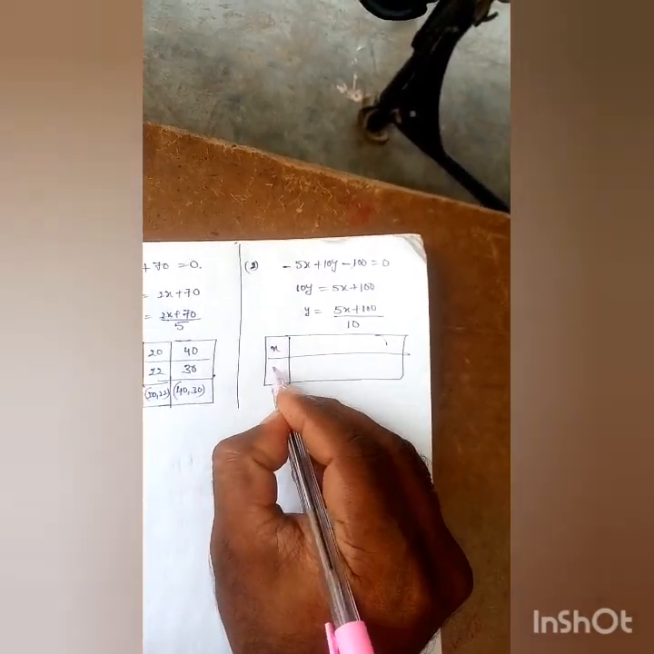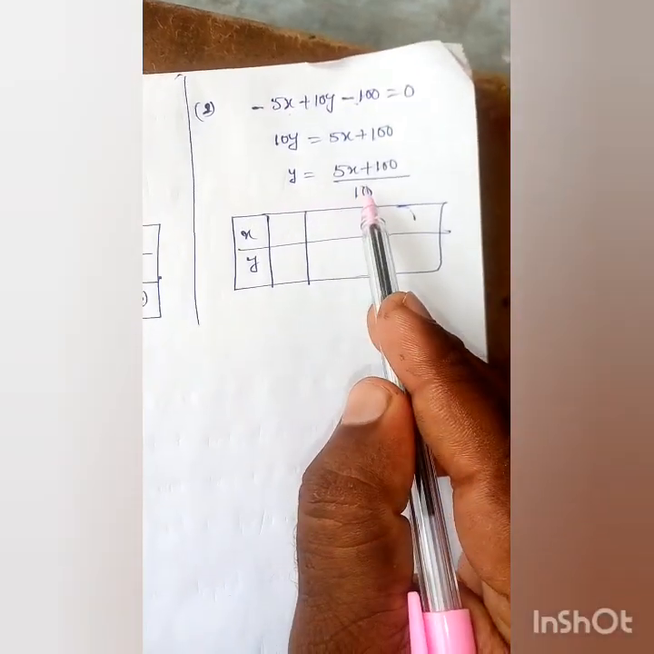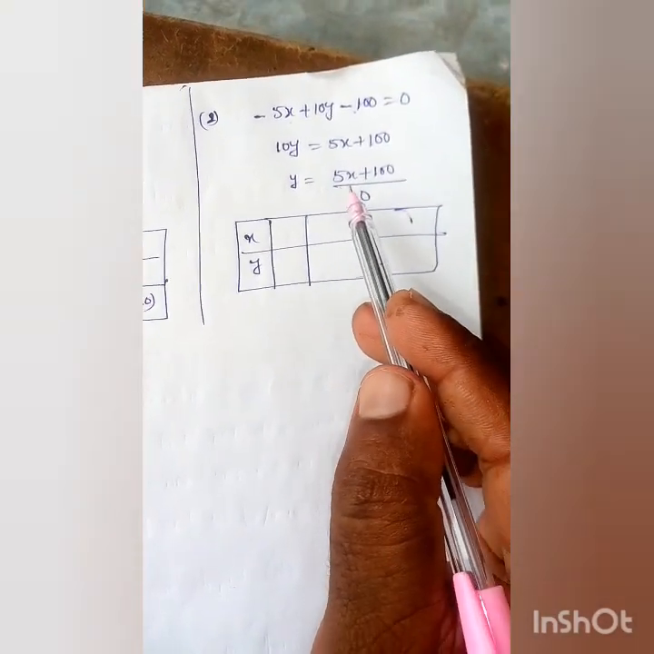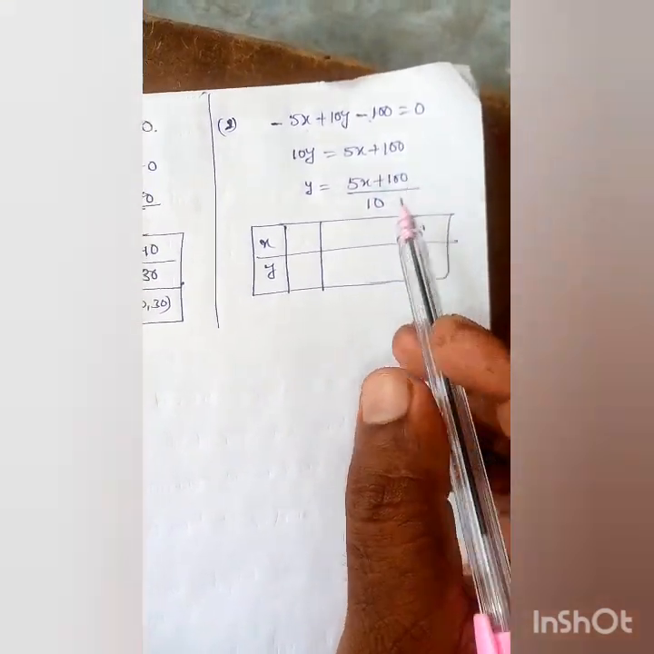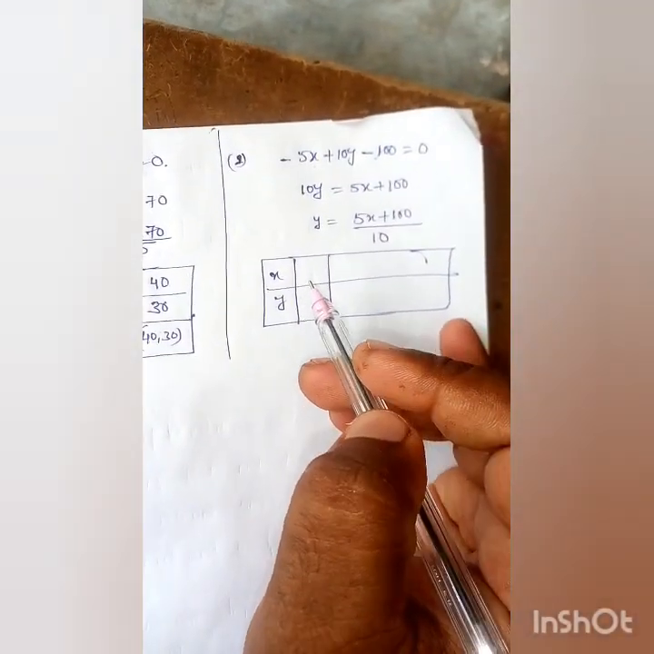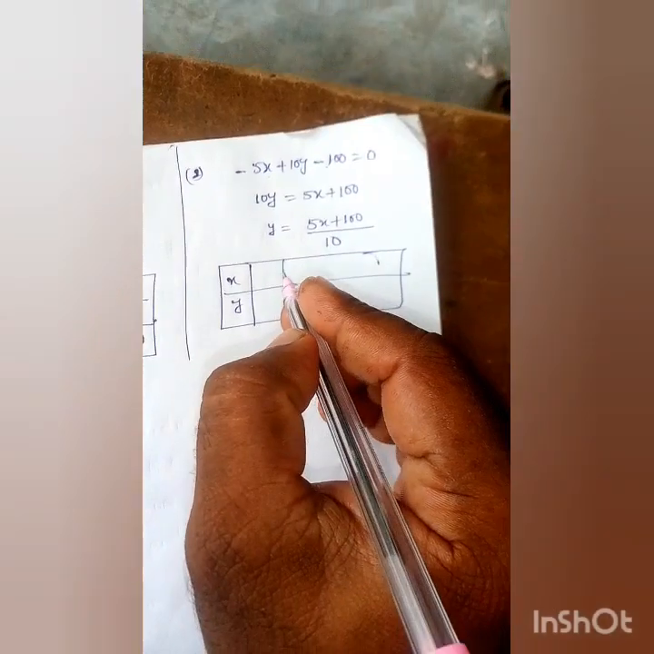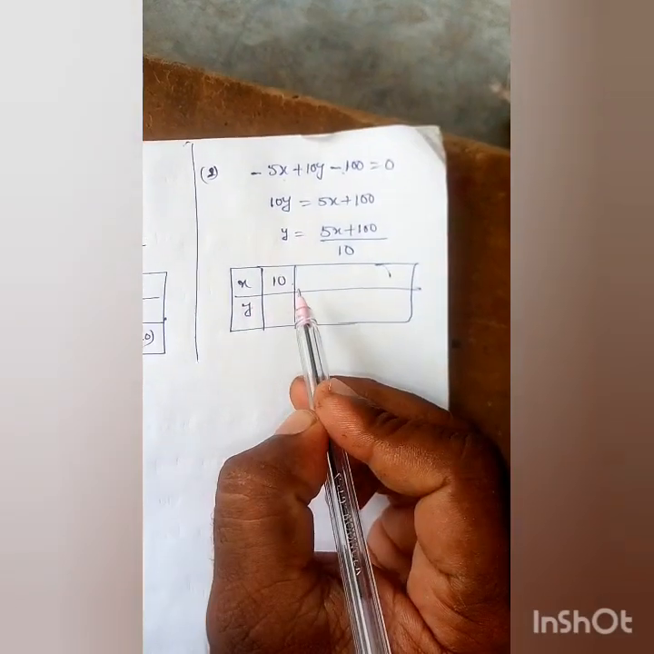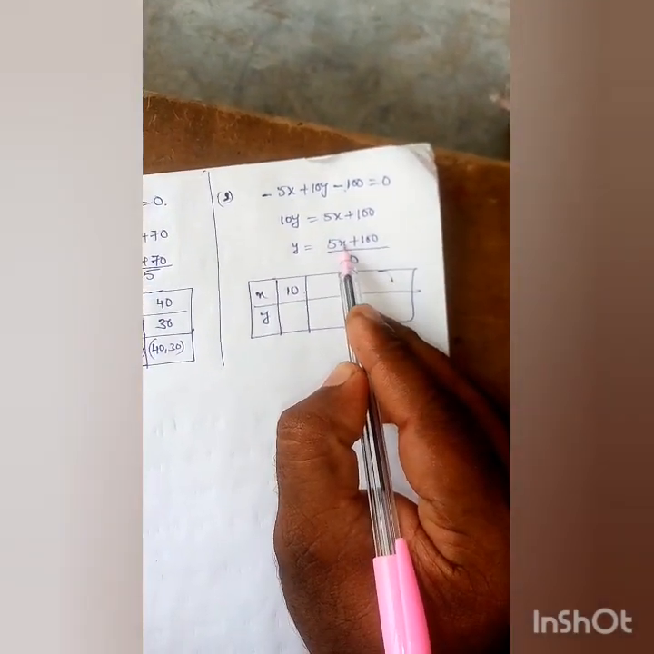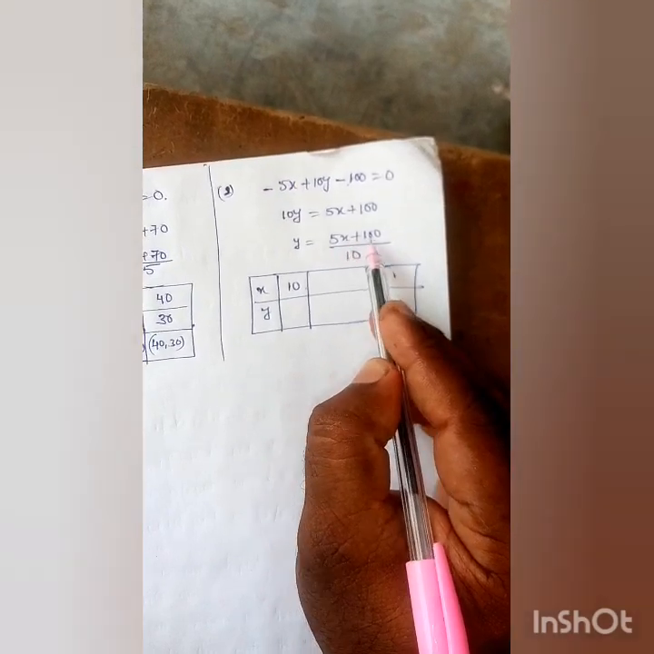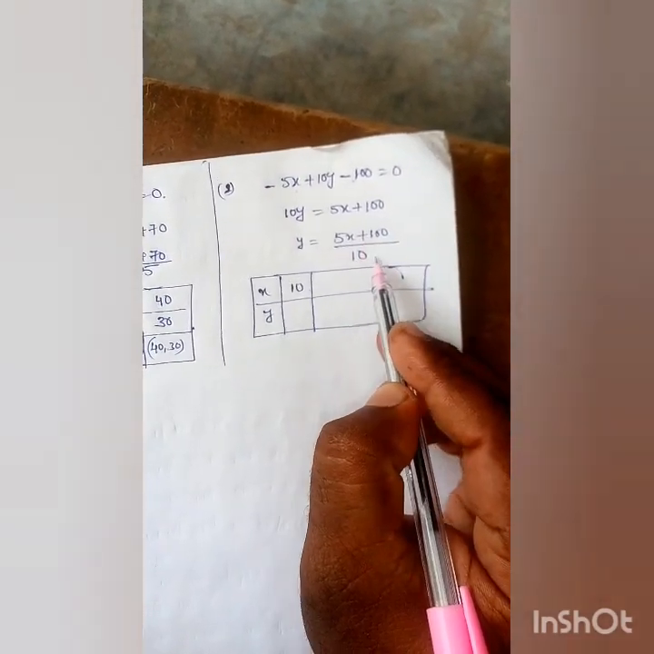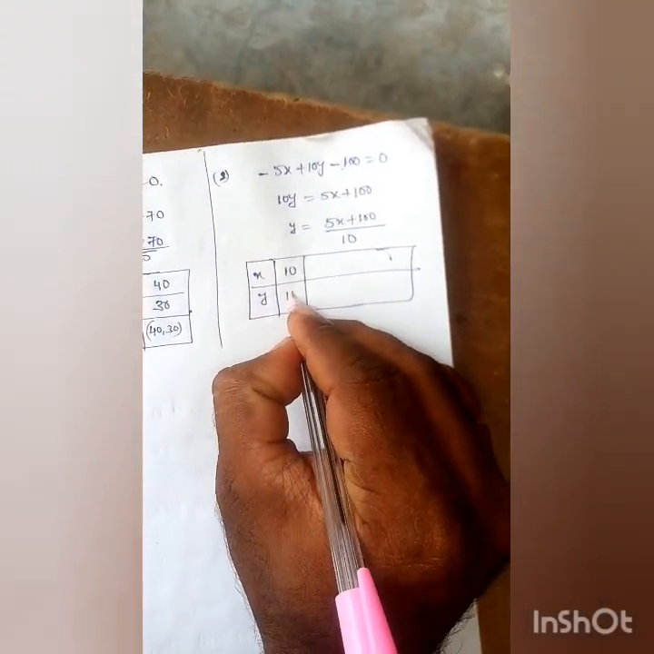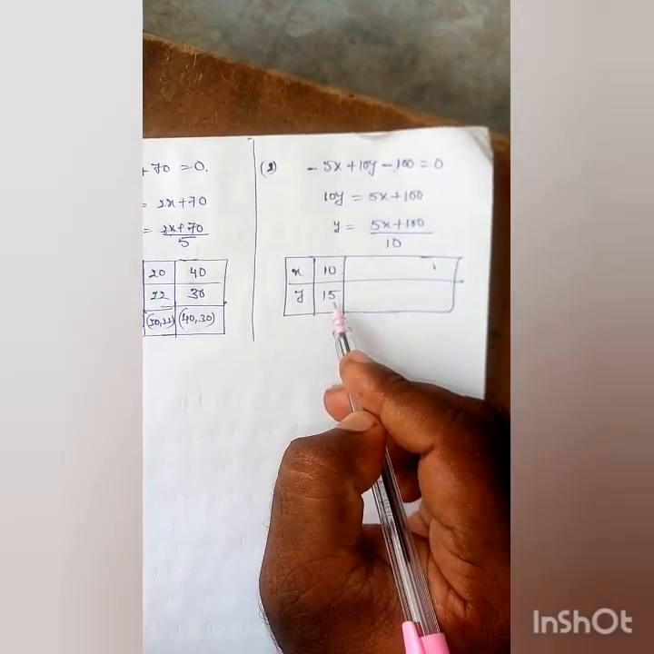Here I am taking xy coordinates. Here the value in the denominator is 10, so it is better to choose a value for getting 10 multiples in the result of 5x plus 100. So here I am taking x as 10. If I substitute x equal to 10, then y value will be 5 into 10. 5 tens are 50. 50 plus 100, 150. 150 by 10. Yes, 150 by 10 is 15. 10 15s are 150. So if x equal to 10, then y value will be 15.